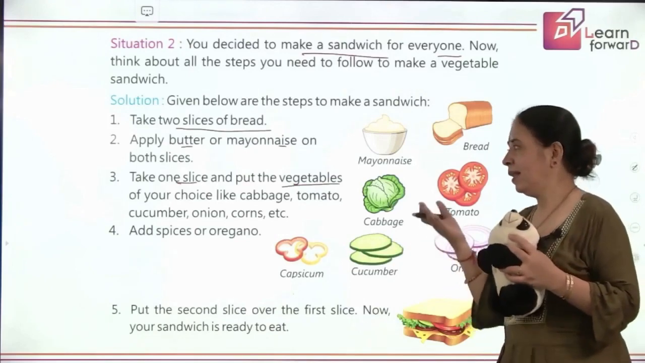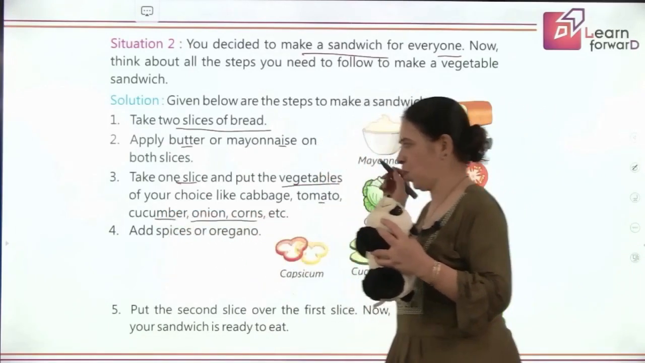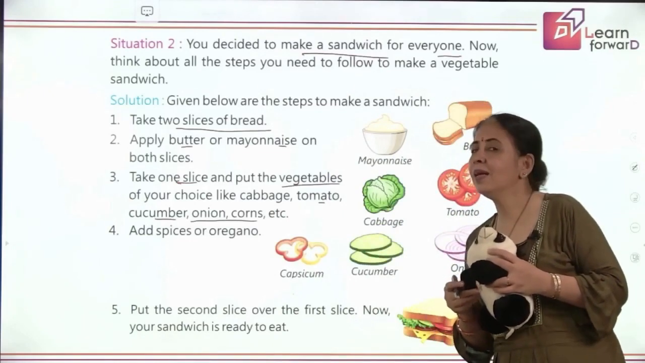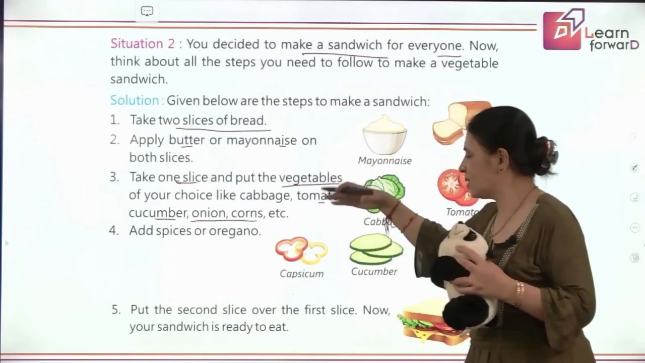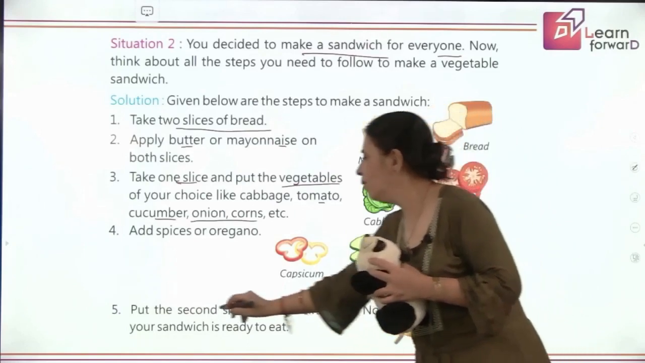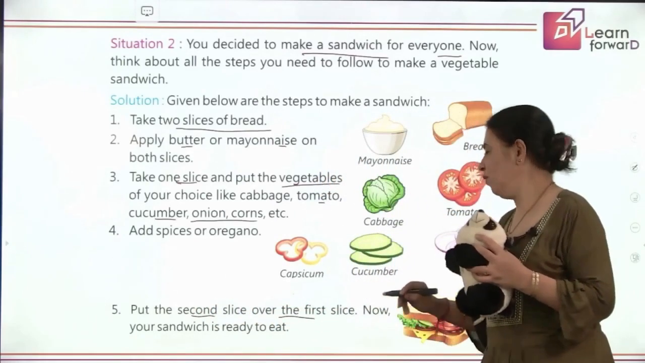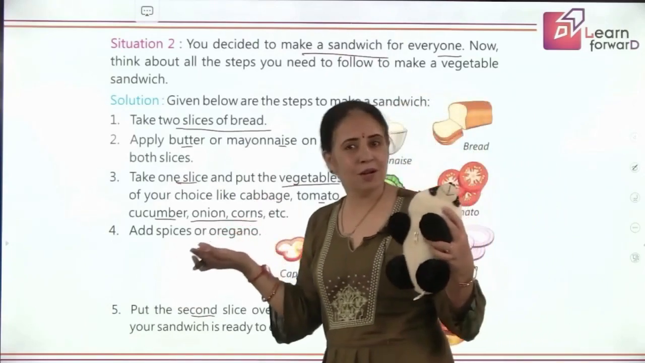Right? And then what next? You'll add your tomato, cabbage, any veggies you want to add. And finally, some spices as well. It can be oregano, anything. So when everything is done one after another in a proper order, then we will put the second slice over the first slice, and then the sandwich is ready to serve.